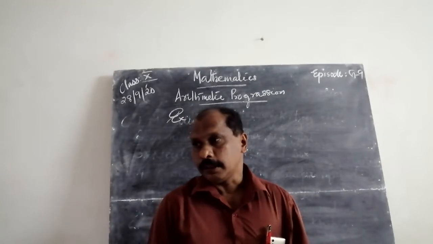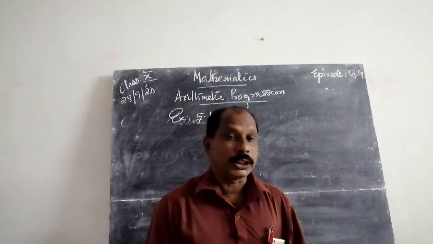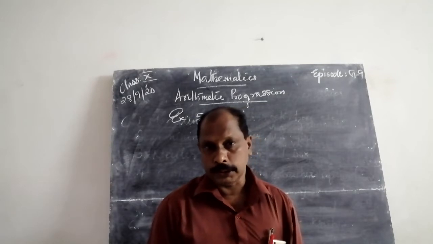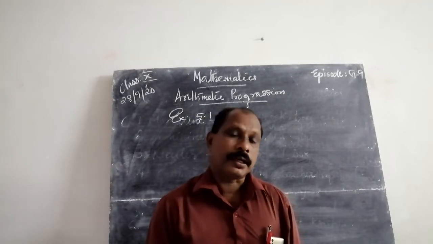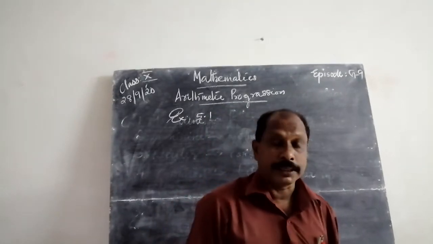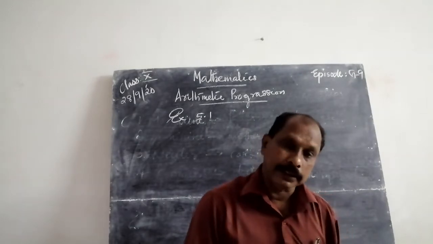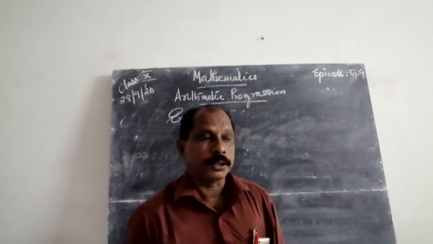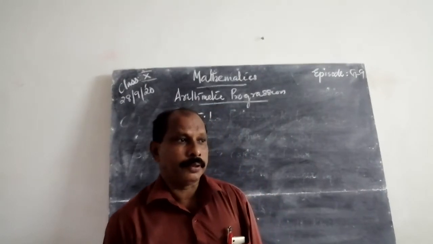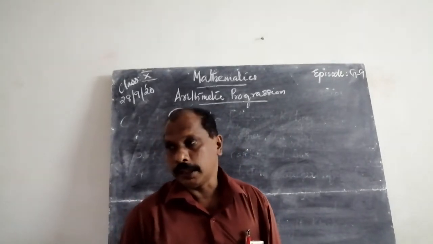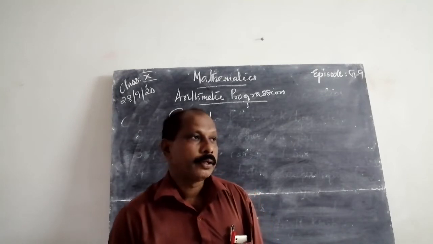Then a, b, c are three consecutive terms of an arithmetic progression. Then the second term b is equal to a plus c by 2, that is, last term plus first term by 2. That is the arithmetic mean, AM, of that arithmetic progression.